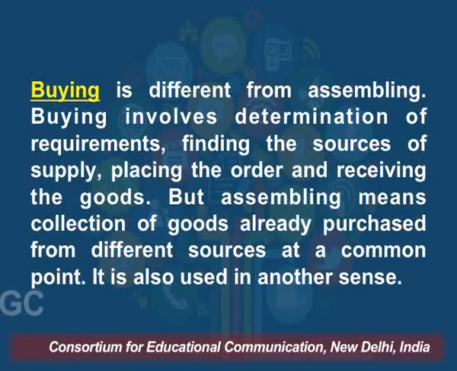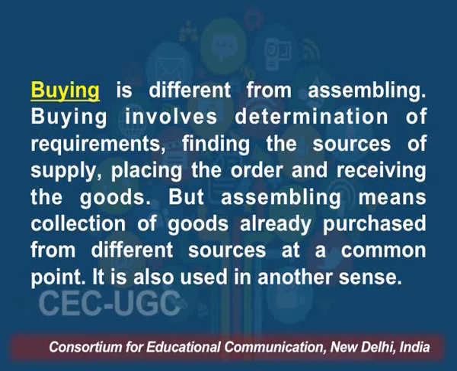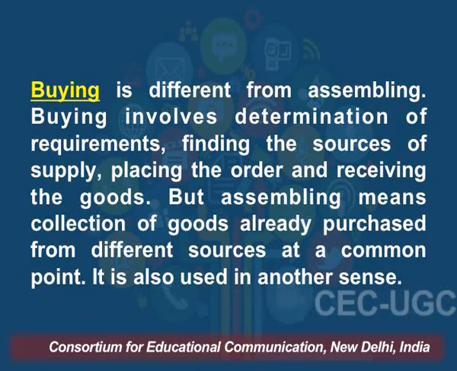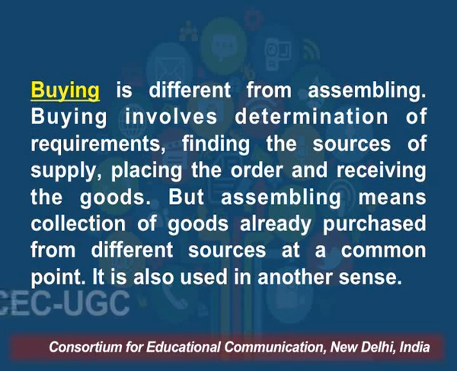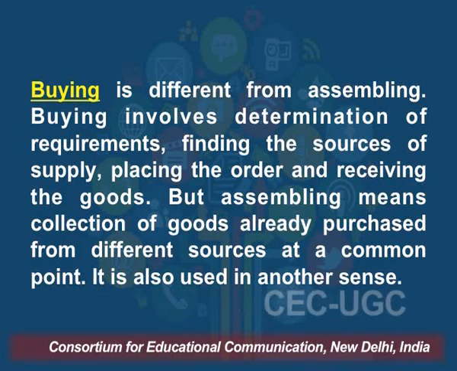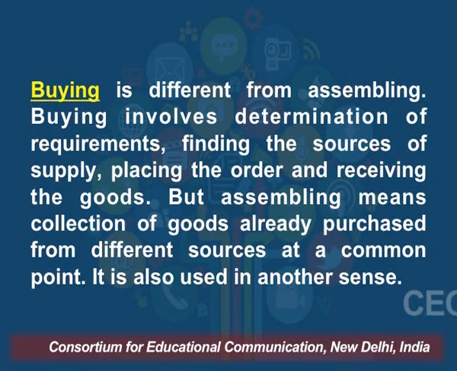Next we have buying. Buying is different from assembling. Buying involves determination of requirements, finding the sources of supply, placing the order and receiving the goods. By assembling we mean collection of goods already purchased from the different sources at a common point. It is also used in another sense.